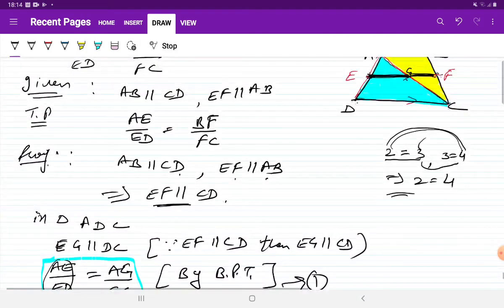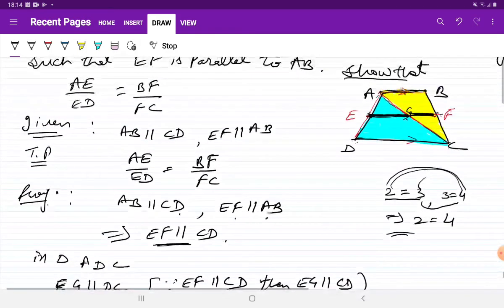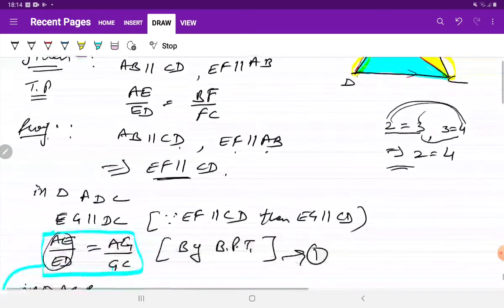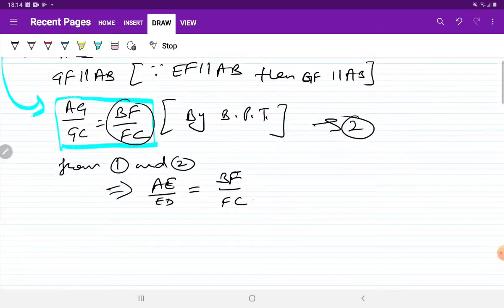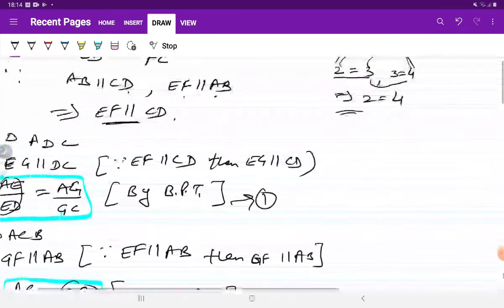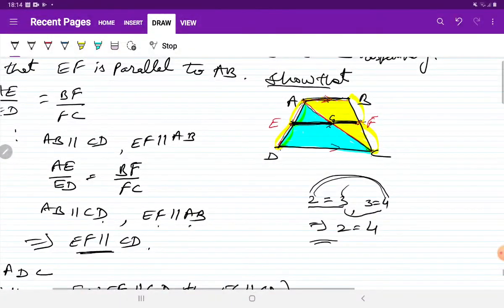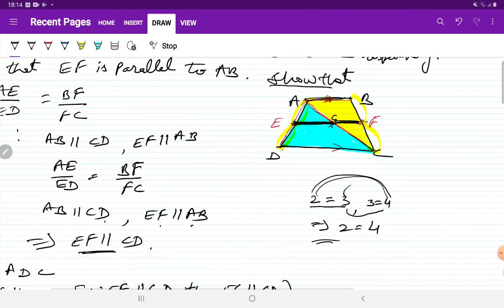Come to what you have to prove: AE upon ED is equal to BF upon FC. This is AE upon ED is equal to BF upon FC. So hence proved. This way, when a trapezium is given and you have to prove that the non-parallel sides are divided in the same ratio, how will you do it?